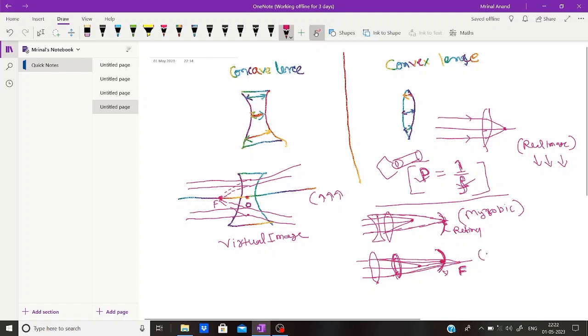So this is hypermetropia, also known as long sightedness. In this condition, you are not able to see the near object, but you can see the distant object, because this is the retina and the focus is beyond the retina. So in order to correct this, we put one more convex lens, so that the image can fall upon the retina.